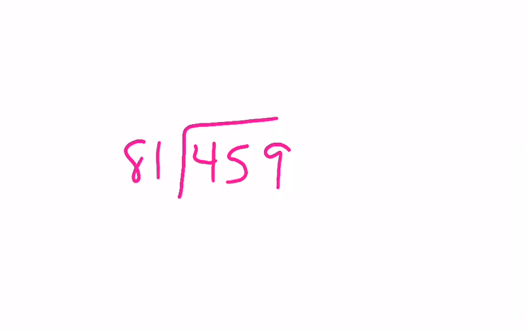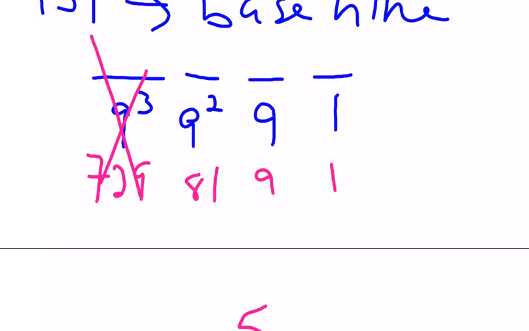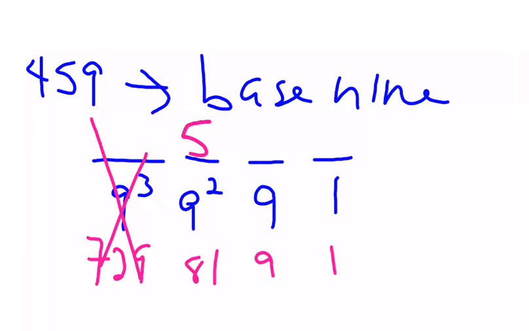So 81 into 459. And it's okay to use a calculator on this to just get how much it goes in as a whole. And so that is 5. And so 5 times 81 is 405. And we want to subtract, and we get 54. So our first digit is a 5.